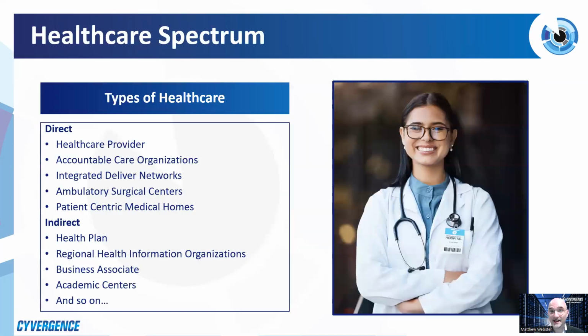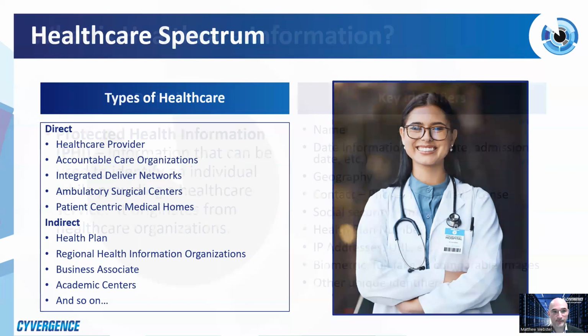So let's get into defining healthcare. There are a lot of different types of healthcare providers, and I've broken them down into direct and indirect. From a healthcare perspective, you've got the actual provider themselves, these are the doctors and the hospitals and things like that. But there's integrated delivery networks, ambulatory surgical centers, and so on that are part of the direct healthcare spectrum. On the back end, you've got a lot of supporting organizations. These are things like health plans, insurance, regional health information organizations, and various business centers that go on. So there's a large list of those. This is not intended to be a complete list.